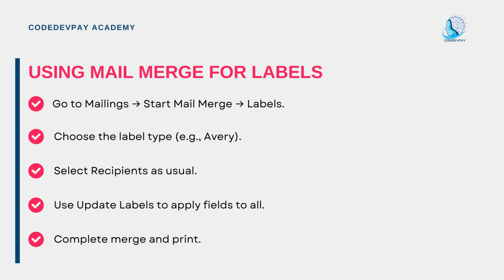Using Mail Merge for certificates or labels. Mail Merge also works for more visual tasks like certificates and product labels. For certificates, just design a layout in Word with the name, course, and date, and insert the merge fields like before. For labels, go to Start Mail Merge, then Labels, and pick your label type. Then connect your data and insert the fields.